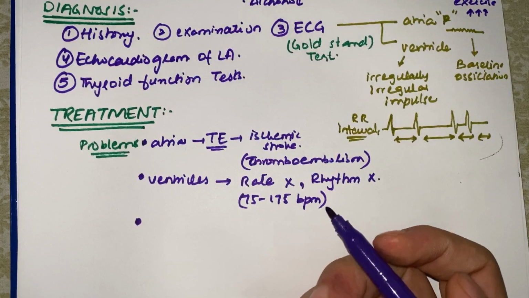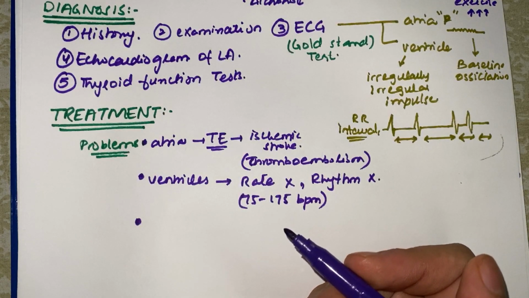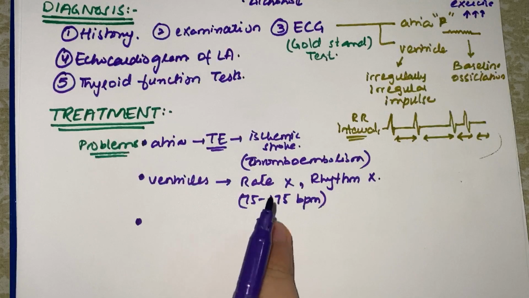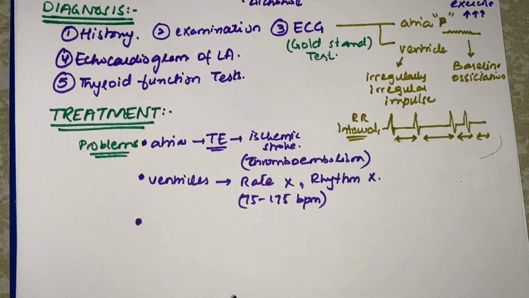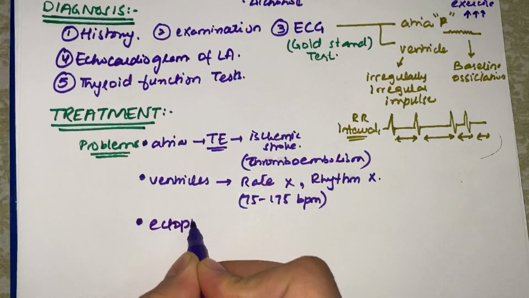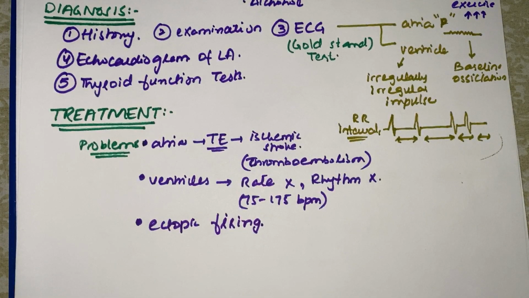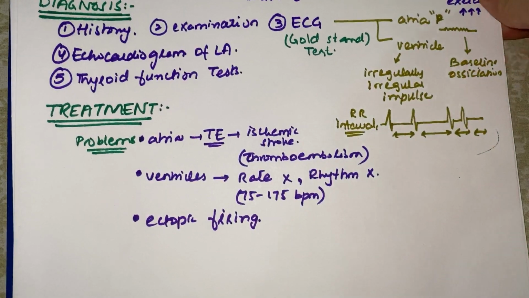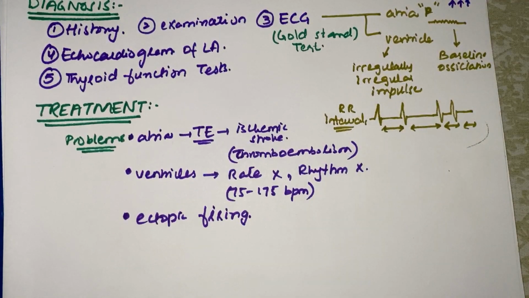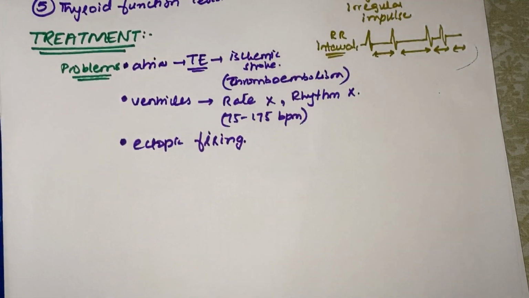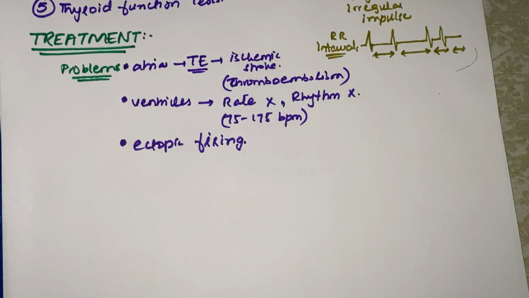The third problem is embolus formation. We've talked about the ventricles, and these are the problems which we now have to solve in the patient. And of course the main problem is that there is ectopic firing occurring within the patient, so we also have to manage it, which is the main root of all the problems. So moving forward, talking about the treatment. Now, first of all, we'll solve the major problems: thromboembolism, rate abnormality, rhythm abnormality, ectopic firing.